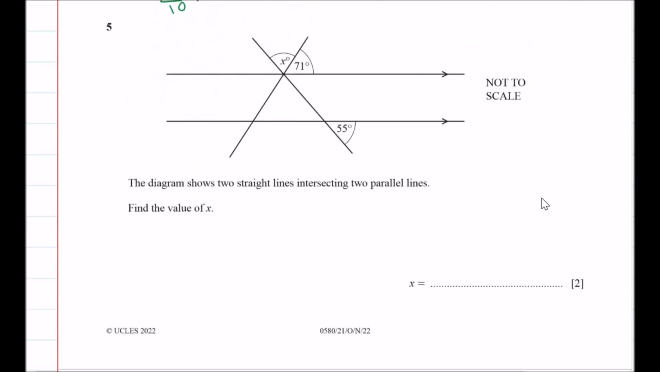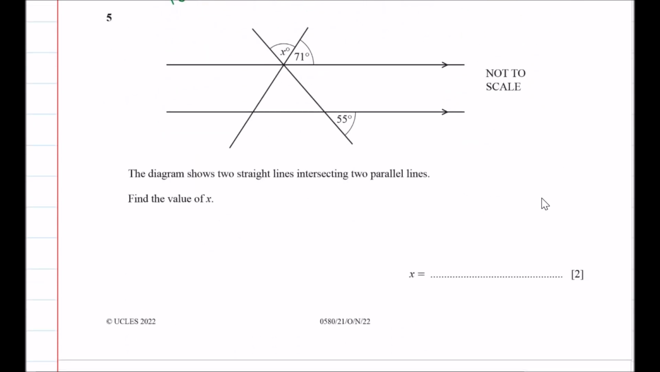Okay. Now question number 5. This is a question from the geometry section. You can see here, if this angle is 55 degrees, here this angle also will be 55 degrees. And both, why? Because they are corresponding angles.